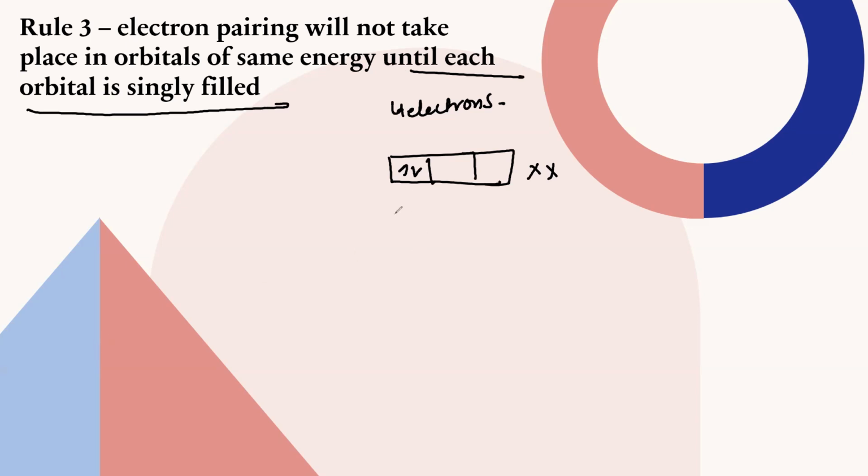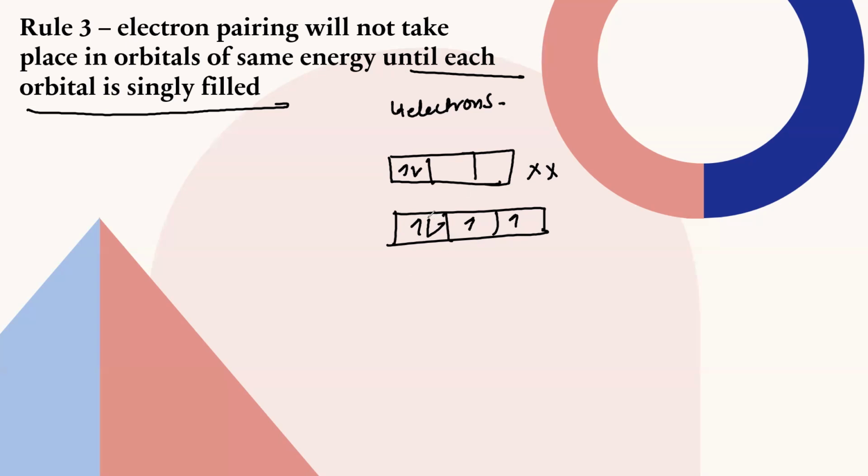We have to first singly fill the orbitals like this. 1, 2, 3. Now each orbital is singly filled. Now the pairing will take place, and that also of opposite spin. Like in the p subshell, according to this rule, each 3p orbital must get 1 electron of parallel spin before one of them is receiving the second electron.